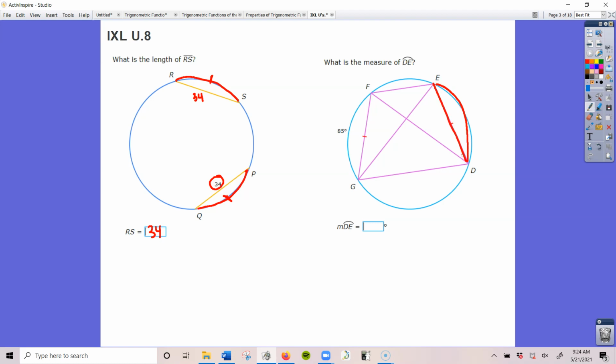So here we're looking for the measure of the arc DE, which is this arc here, which intercepts this chord, which is the same as this chord. So because these two chords are the same and they intercept these arcs, if this arc is 85, then this arc will also be 85, which is what it's asking you to find.